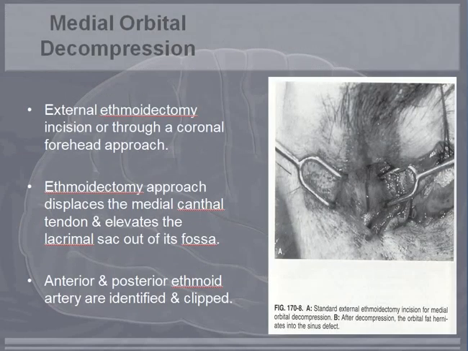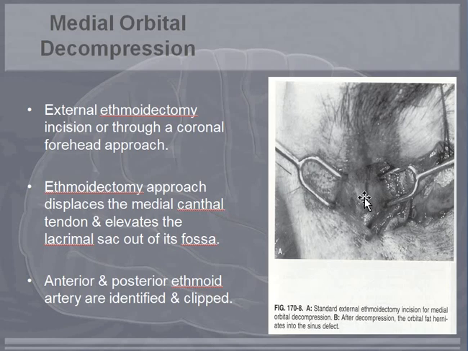Now let's talk about the medial orbital decompression. In medial orbital decompression, basically the external ethmoidectomy incision is used, or a coronal forehead approach. The ethmoidectomy approach displaces the medial canthal tendon and elevates the lacrimal sac out of the fossa. Anterior and posterior ethmoidal arteries are identified and clipped.